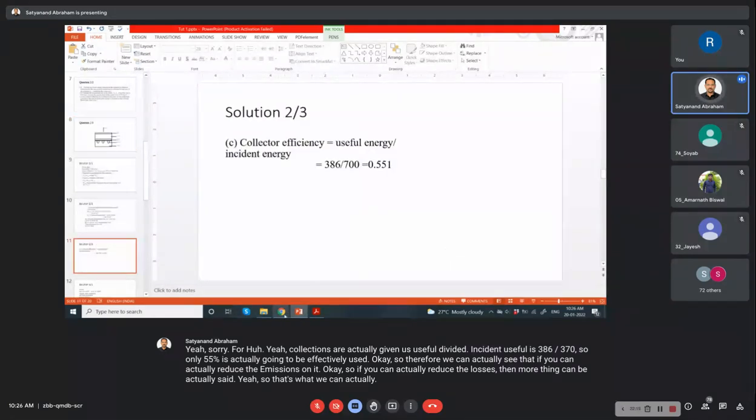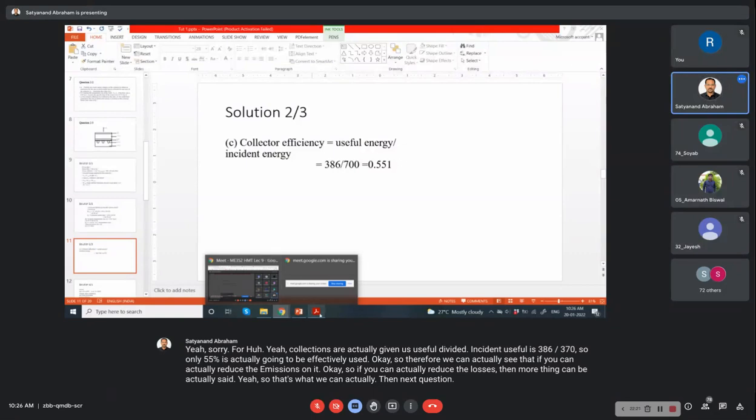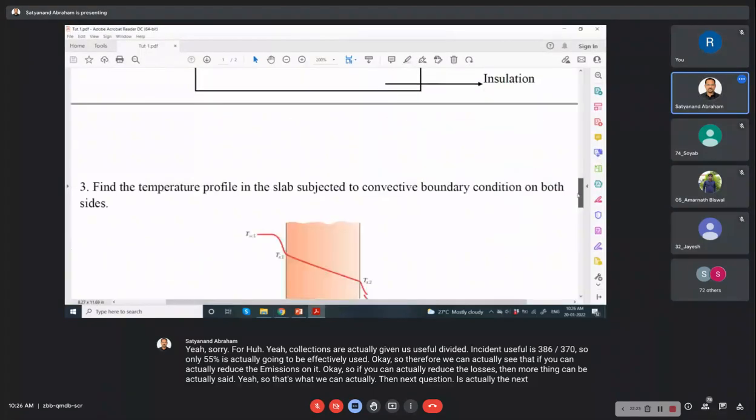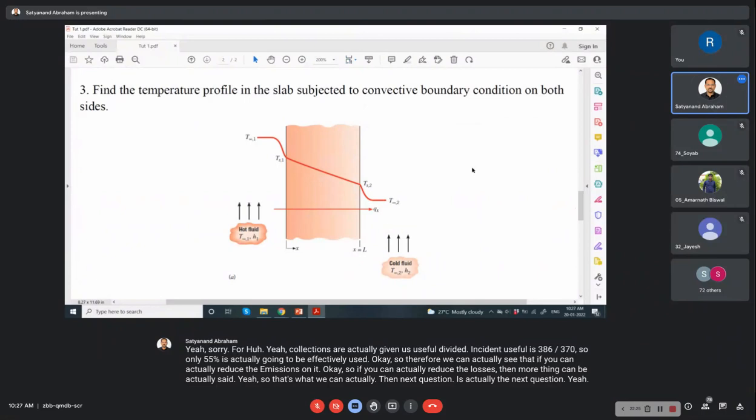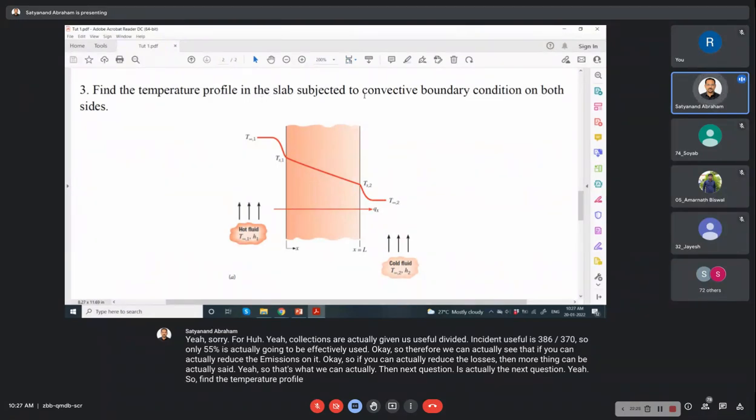Then the next question: find the temperature profile in a slab subjected to convective boundary condition on both sides.